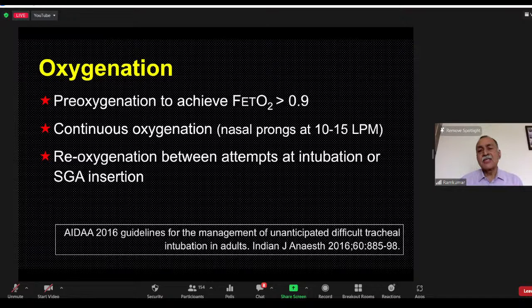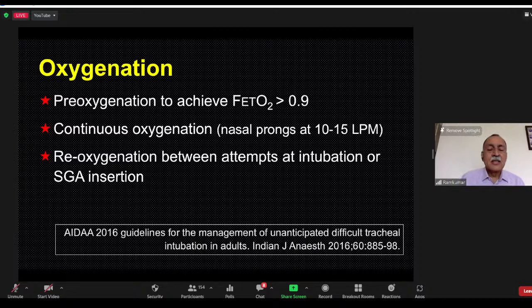So now you're in the process of achieving a definitive airway. At any point you find that you're not able to do that in your first or your second attempt, and you're looking at your monitor, we'll come to that a little later, and your monitor says that the saturation is dropping below 95%, it is time that you think of re-oxygenating your patient. So the first step is pre-oxygenation. All of us do it for a general anesthetic. The second step is re-oxygenation between attempts.